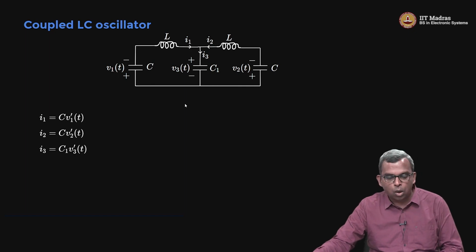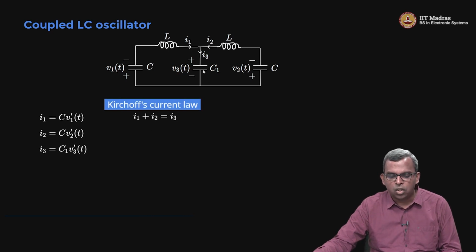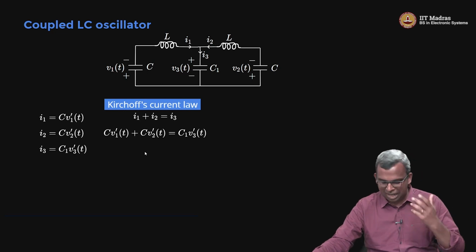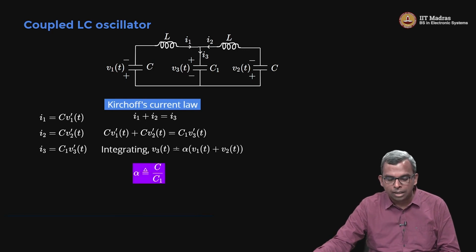Now we also have Kirchhoff's current law here, because two currents add to give a third current. So I1 plus I2 equals I3. I'm going to do a little bit of manipulation here, with some sort of approximation, to translate this current equation into voltage. If you notice, I1 is C V1 prime, I2 is C V2 prime, and I3 is C1 V3 prime. Now I can integrate from 0 to some t and assume that at 0 everything is 0 and then something happens after that. Just a little bit of an assumption to get to an equation like this.